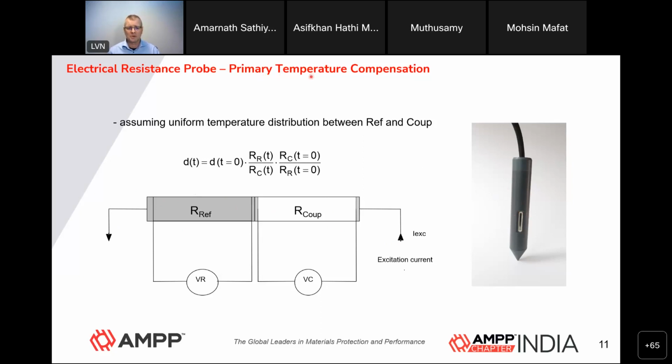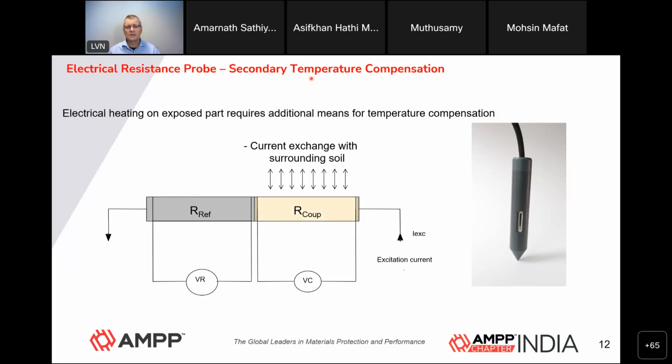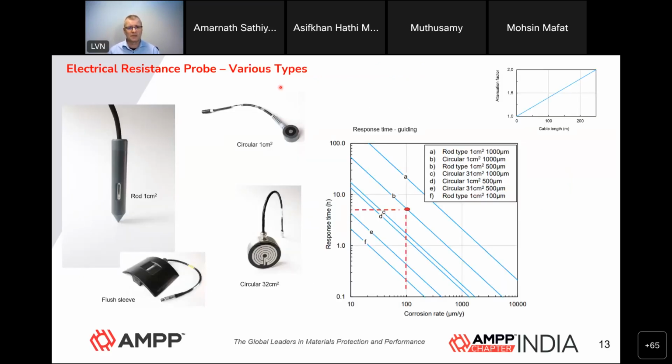So the next thing you need to worry about is that since you have current exchange between the soil and the metal surface of the coupon element, which is not present on the reference element, you do have local heating of the coupon element, which is not occurring on the reference element. So in order to make reliable ER measurements that can be used to quantify corrosion, you do need to have a secondary temperature compensation in place as well. And that's what we have in our types of probes, at least.